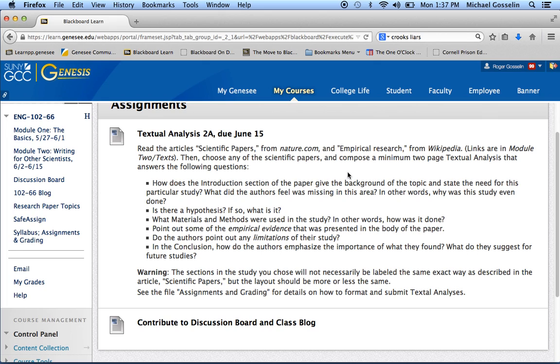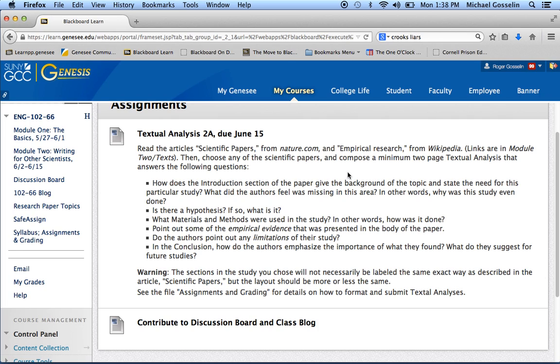Then do they point out any limitations? It's one thing we haven't talked about yet. All studies have limitations. You can't study everything. Then in the conclusion, how do they talk about the importance of their study, and then how do they end? What do they suggest for the future? And as I said before, not all the sections of these papers are labeled the same way. You might not have one called discussion. It might be called something else. But they're all in there. All the sections actually exist, but the titles just might be a little bit different.